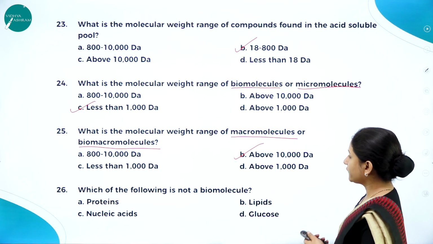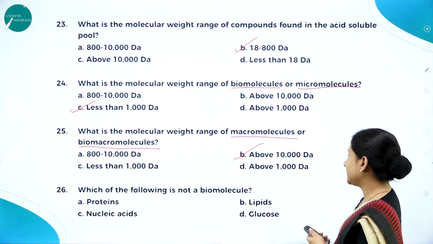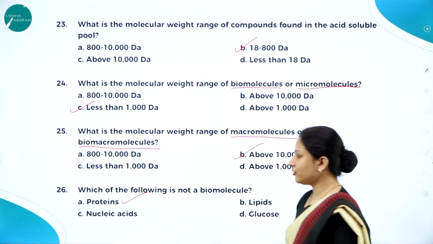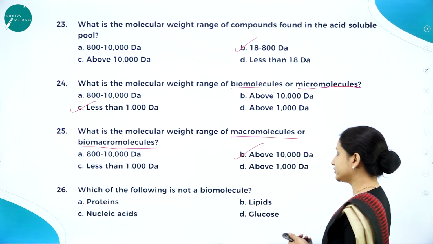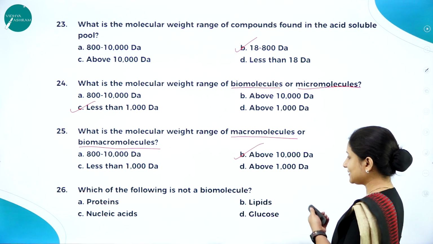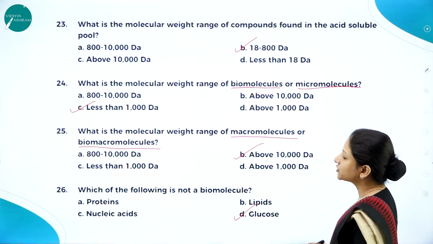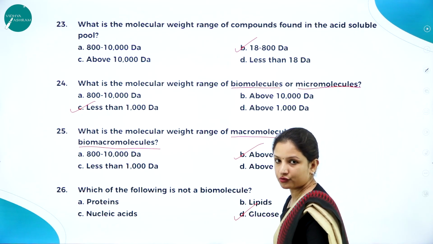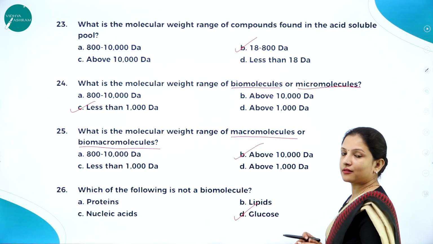Next question, which of the following is not a biomolecule? Proteins, nucleic acids, lipids and glucose. It is proteins. Proteins are not a biomolecule. So question number 26, which of the following is not a biomolecule? Is it proteins, lipids, nucleic acids, or glucose? It is glucose, because proteins, lipids and nucleic acids have a molecular weight less than 1000 Dalton, whereas glucose has a molecular weight more than 10,000 Dalton.